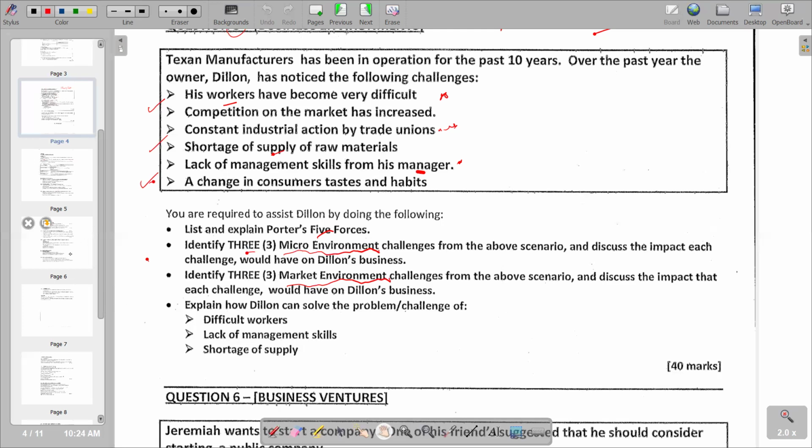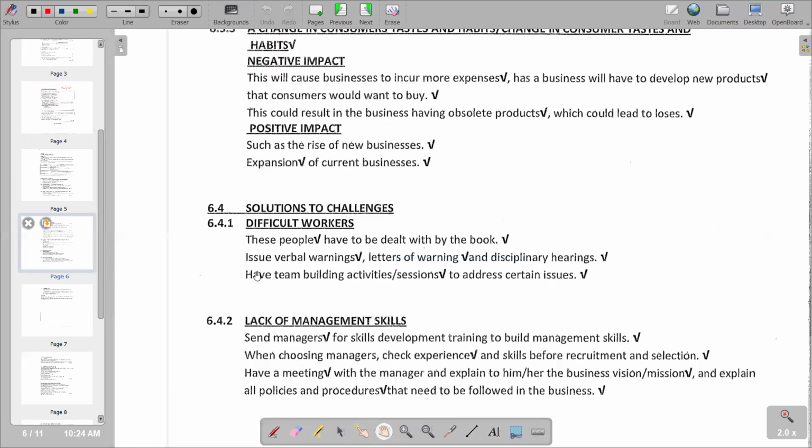So we go to the other section, to see how we can deal with difficult workers. The first point is saying these people have to be dealt with by the book: issue verbal warnings, letters of warning, and disciplinary hearings. And then have team building activities, sessions to address certain issues. Then we've got lack of management skills. Obviously, this needs training. Those workers without management skills have to be trained so that they acquire the skills.